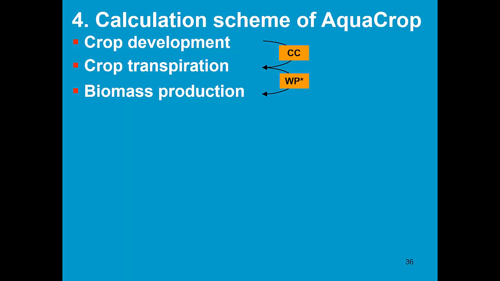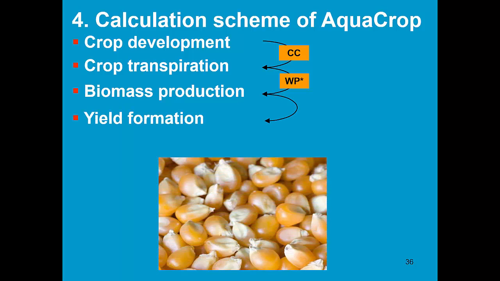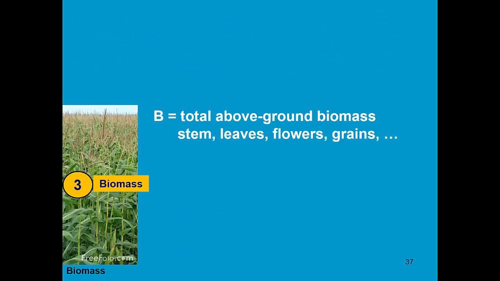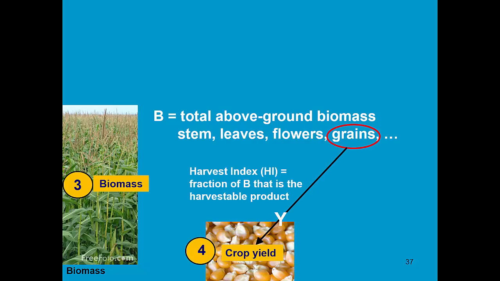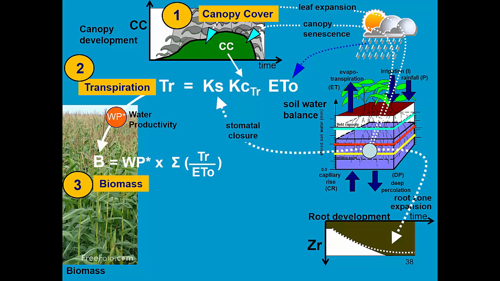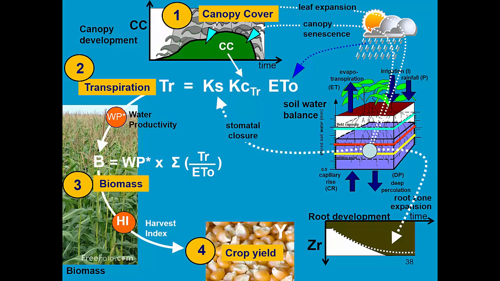The last step in the calculation scheme of AquaCrop is yield formation. The simulated above-ground biomass integrates all photosynthetic products which were assimilated by the crop during the season. By using a harvest index, which is a fraction of the biomass, that is the harvestable product, crop yield is obtained from the biomass. With the help of a harvest index, AquaCrop will derive crop yield from the biomass.